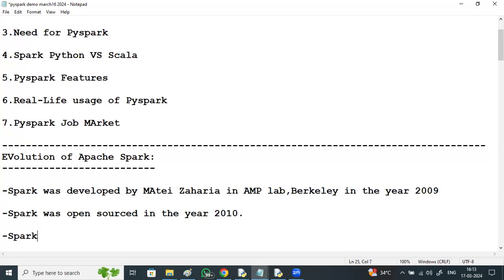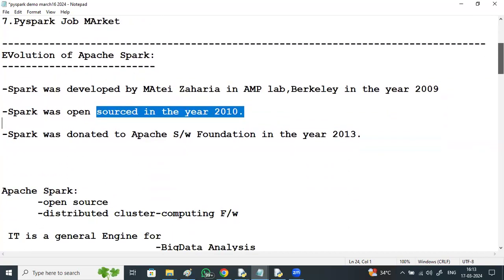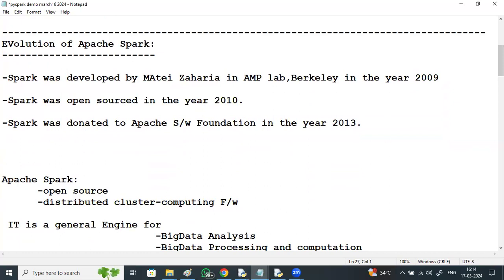Spark was donated to the Apache Software Foundation in the year 2013, right? So it was developed by Matei Zaharia in 2009, open sourced in 2010, and donated to the Apache Software Foundation in 2013, right?